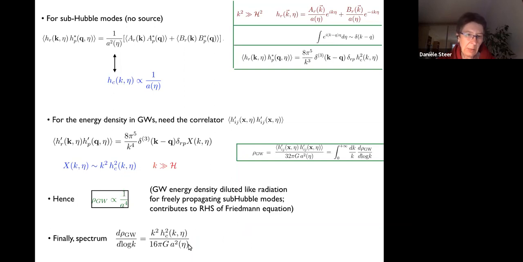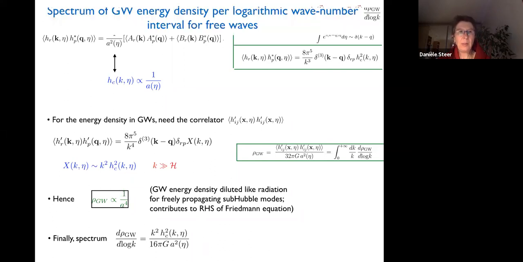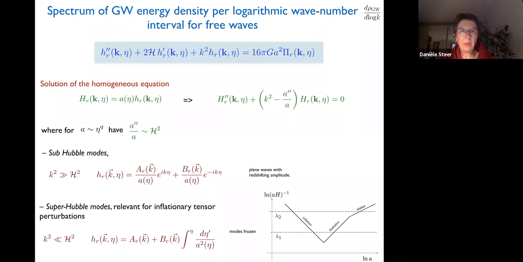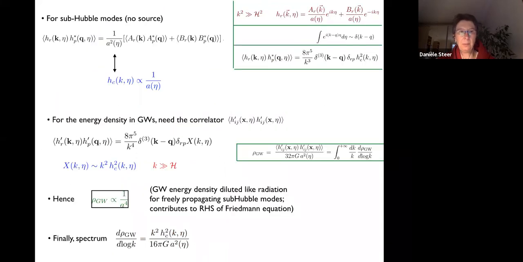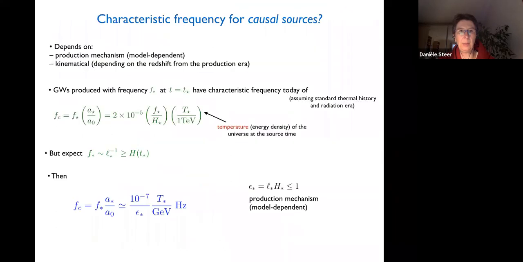And finally, I've just written down a formula which is often very useful in this game, which follows directly from here, which is the spectrum, d omega GW by d log k. You can read it off from here. It's given by k squared hc squared over this quantity. Okay, so that was the spectrum for free waves, sub-Hubble modes in particular.